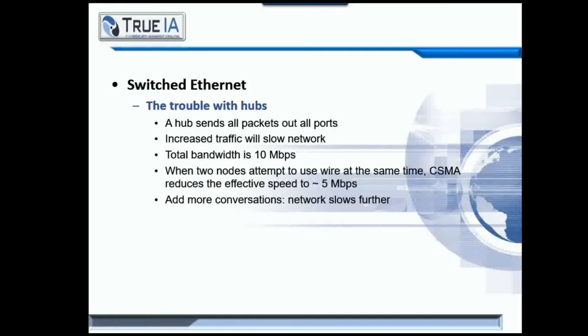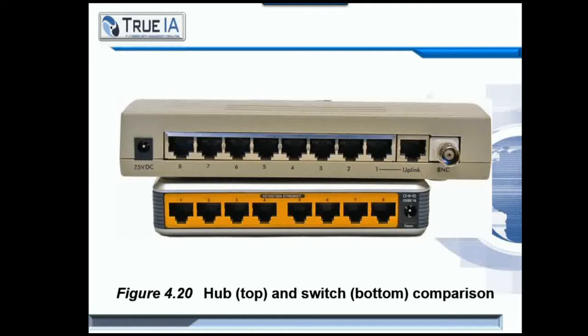Next, we'll talk about switched Ethernet. So we have the trouble with hubs because every node connected to a hub is sharing the same bandwidth. Increased traffic leads to a slower network. And being that you only have 10 megabits on a 10-base-T network, we had to find a more efficient way to communicate our data. To solve this, we employ a switch. While they may look very similar to a hub, they act extremely different.